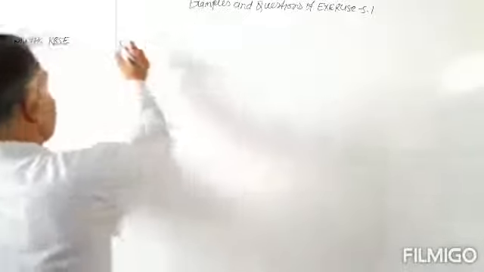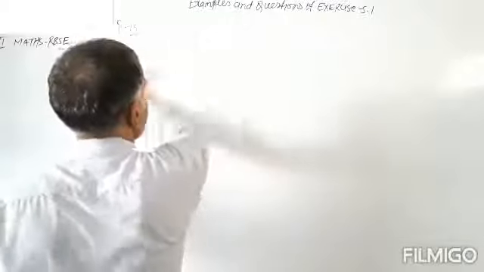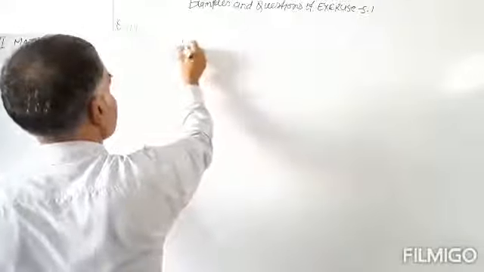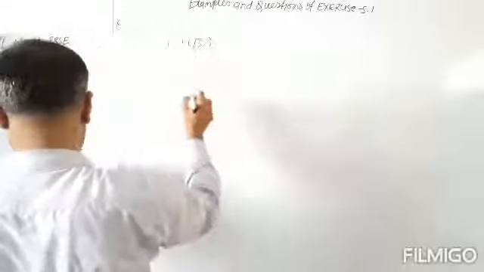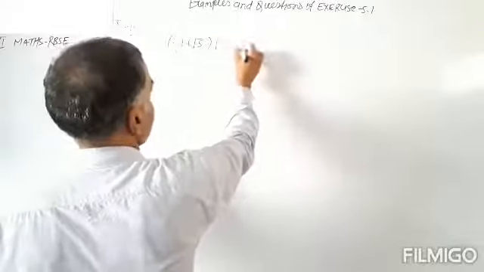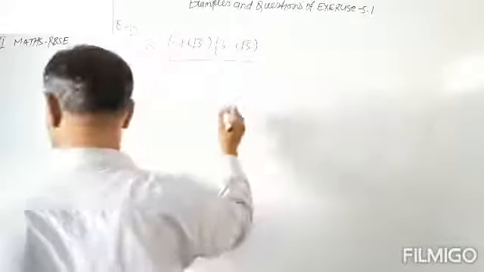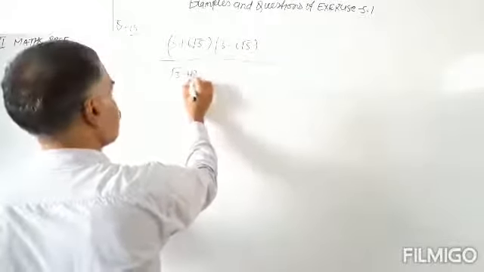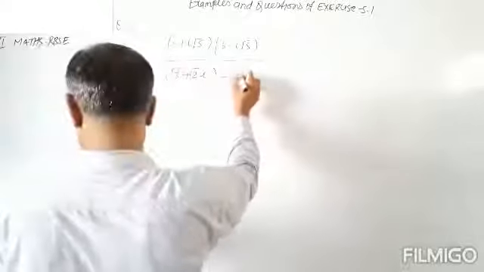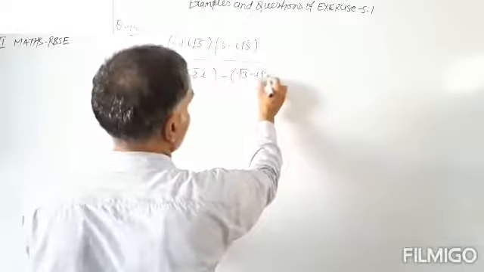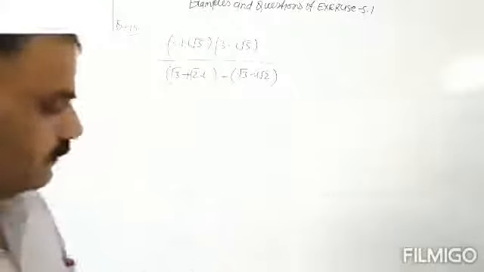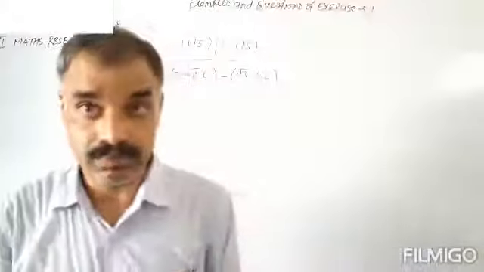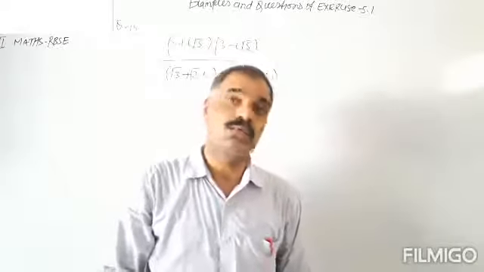Question number 14. 3 plus iota under root 5 multiplying 3 minus iota under root 5 divided by under root 3 plus 2 iota under root 3 plus under root 2 iota minus under root 3 minus iota under root 2. Okay, so this is the complex number. Now we have to put this in simple complex number form.